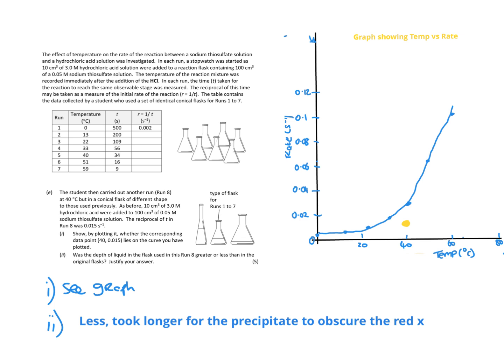Now, to assign marks for part E, it's very simple. You get 2 marks for plotting your point of 40, 0.015, and 3 marks for your explanation. And with that, we have completed a full solution of the 2020 question 3 on rates of reaction.